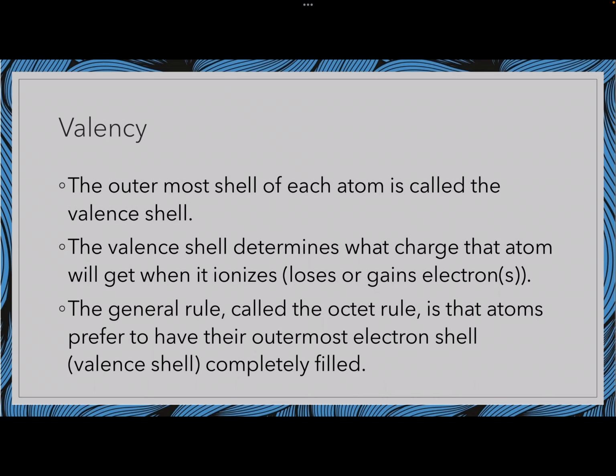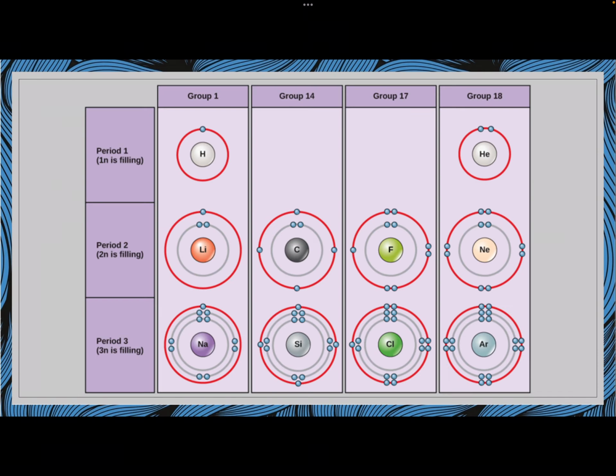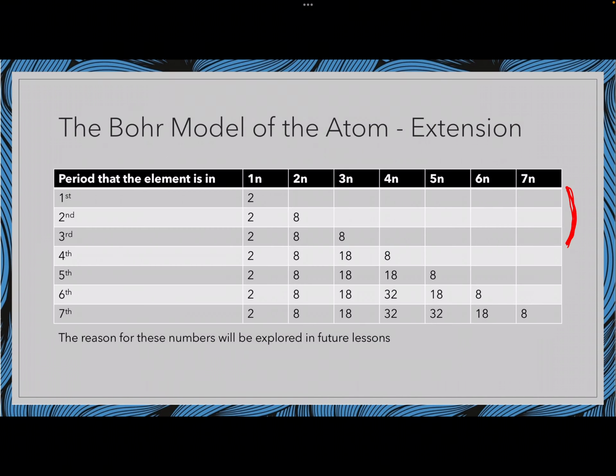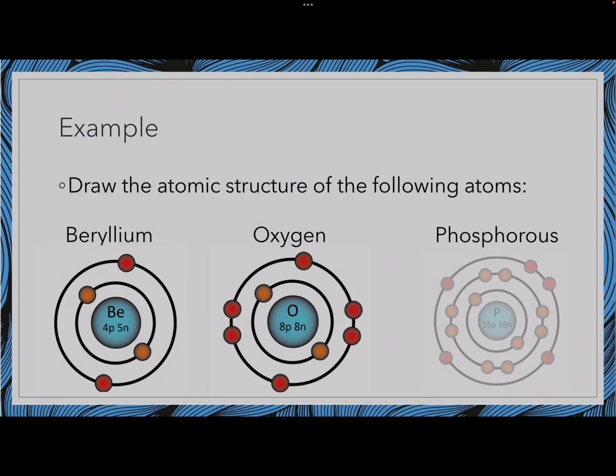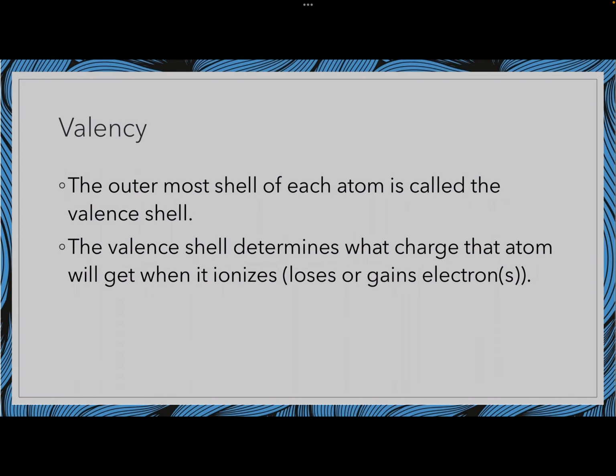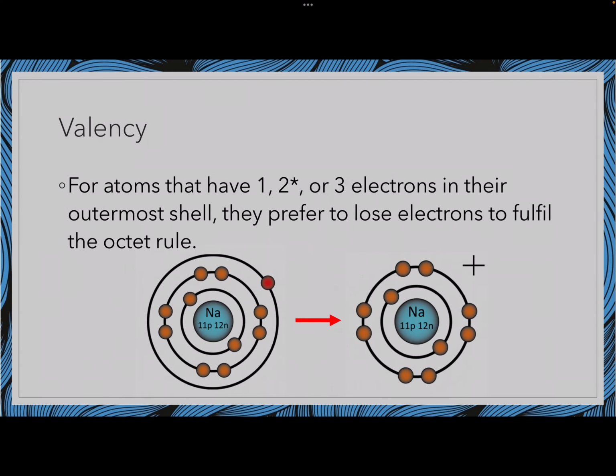Now we call that the octet rule because if we go back and have a look at our shell filling, notice how there's 8, 8, 8, 8, 8, 8. So octet. So that's how the shells fill. So that's the basis of the octet rule. Okay, so everything likes to have that outer shell to be full, which is usually 8 electrons. Now, for atoms that have 1, 2, or 3 electrons in their outermost shell, they prefer to lose electrons to fulfill the octet rule.